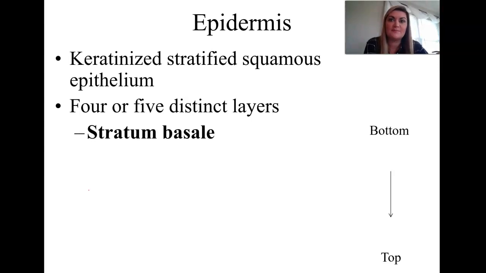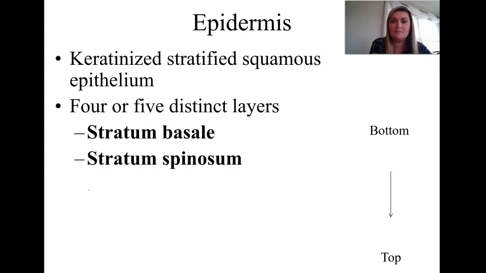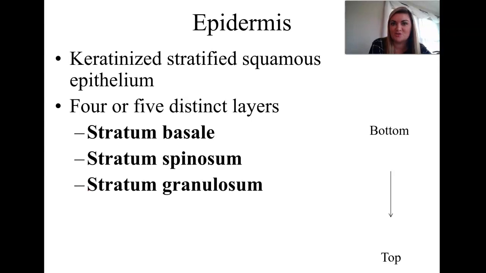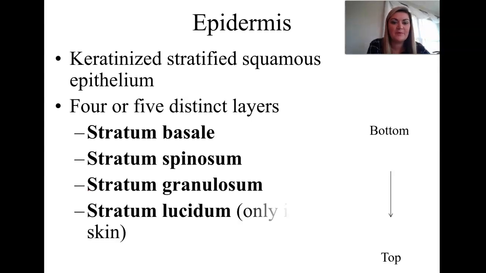First, we're going to start from the deepest or the inner portion. So we're going from the bottom up, and that's going to be the stratum basale. The stratum basale is the layer that's going under mitosis. And so as it goes under mitosis, it then pushes it up into another layer. That layer is referred to as the stratum spinosum. From the stratum spinosum, it then turns into the stratum granulosum.